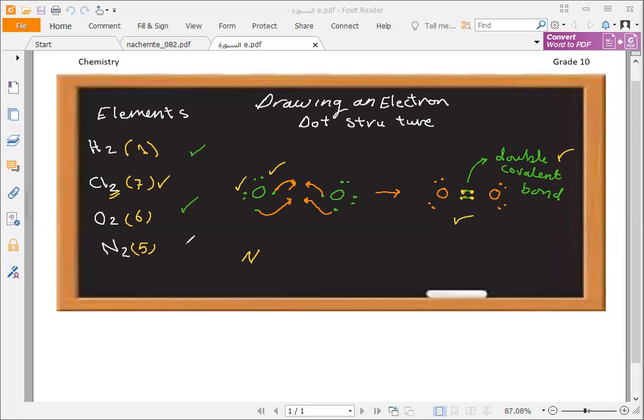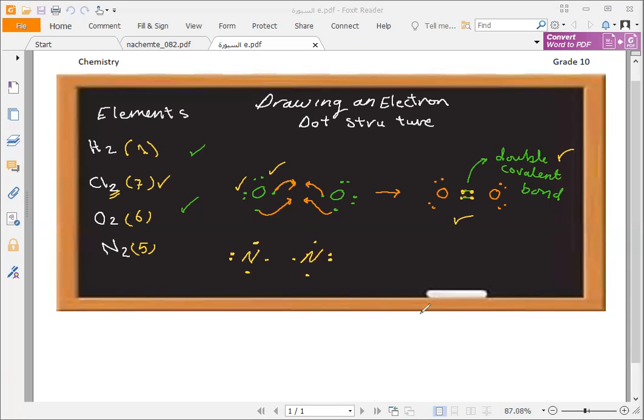Here, for nitrogen, we have 2 atoms. Each atom contains how many valence electrons? 5 valence electrons. 1, 2, 3, 4, 5. Each atom needs how many electrons to be octet? 3 electrons, right?